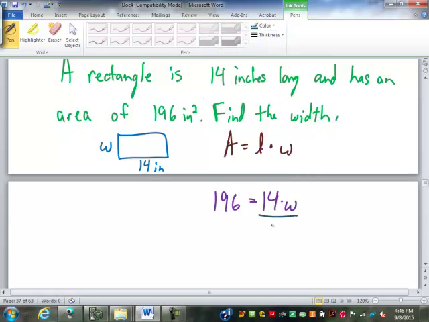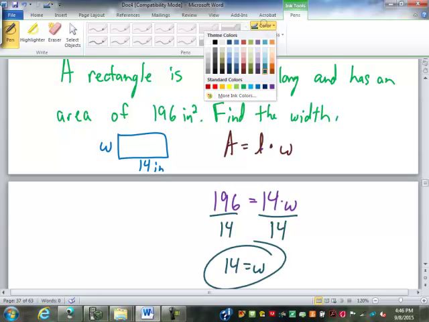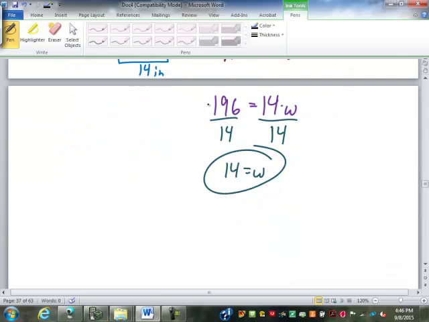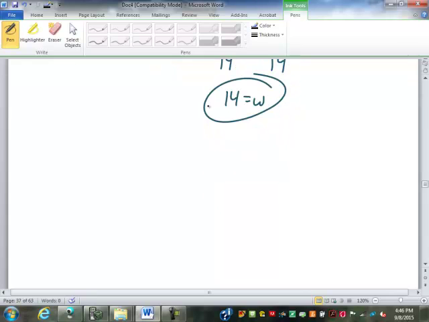Divide by 14. Gives us what? What's that? 14. So the width is also 14. Technically, that would be a square, not a rectangle. But remember, every square is also considered a rectangle because it meets the qualifications.